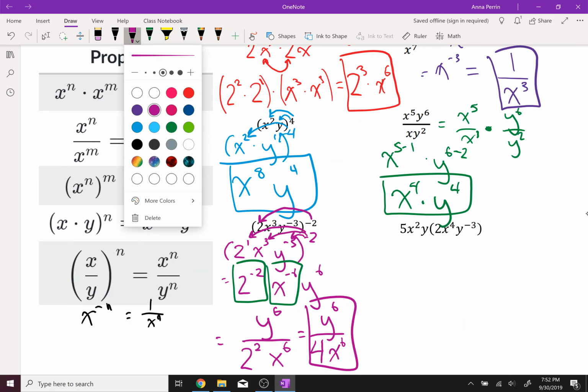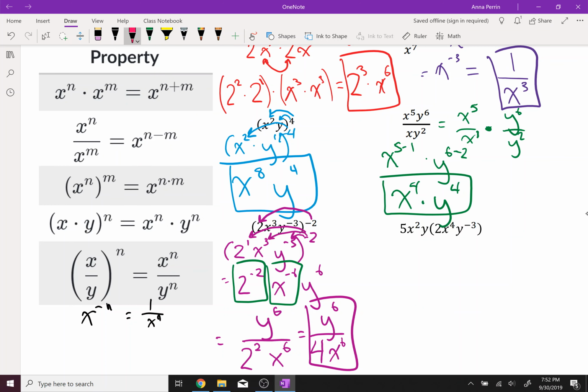And for our last problem, we're going to use a few different rules as well. I can see right here that there's parentheses. However, I don't see any exponents on the outside of that parentheses. So really there's a 1 there. Now, when I distribute a 1, 1 times any exponent is just going to leave that exponent the same. So really these parentheses aren't doing anything here. So I'm just going to rewrite it without those parentheses: 5x squared y times 2x to the 4th y to the -3.